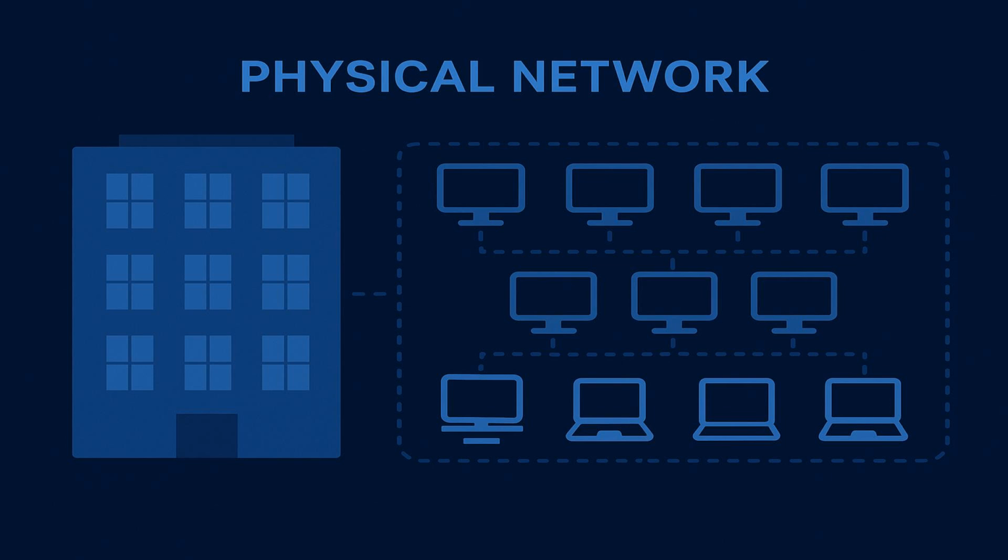Enter the VLAN. A VLAN, or Virtual Local Area Network, is like putting up invisible walls inside that office building. Even though everyone is plugged into the same physical hardware, a VLAN lets you split the network into separate groups, like putting the HR team, finance, and IT into their own digital rooms. They can talk freely within their group, but not with others, unless you explicitly allow it.